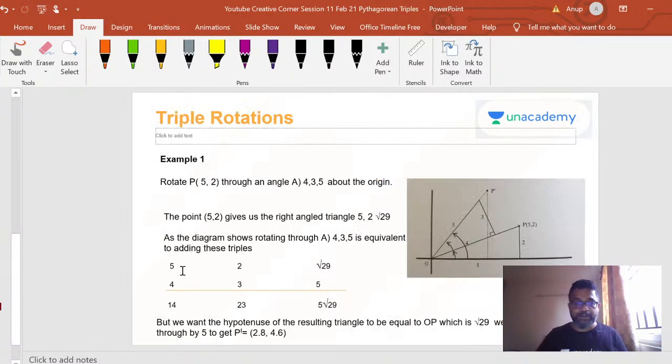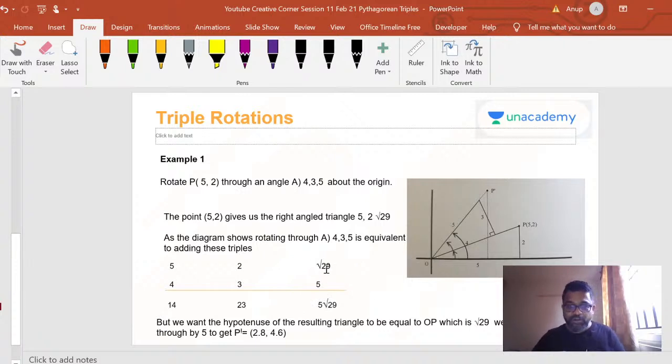So I come back to this problem here. I vertically multiply and subtract. So this is 20 minus 6: 5 into 4, 20, minus 2 into 3, 6, is 14, right? And then I cross multiply and add: 15 plus 8, 23, right? And I get this one as 5 into root 29.